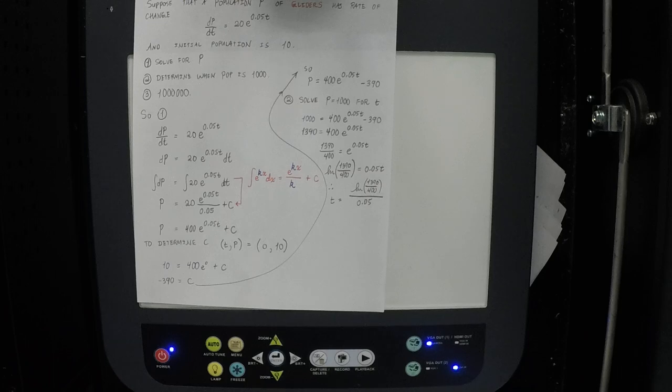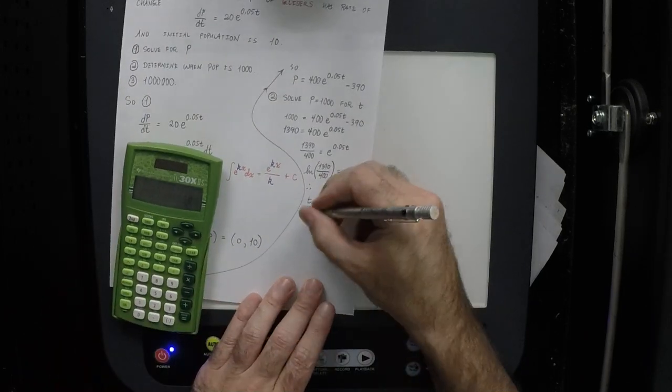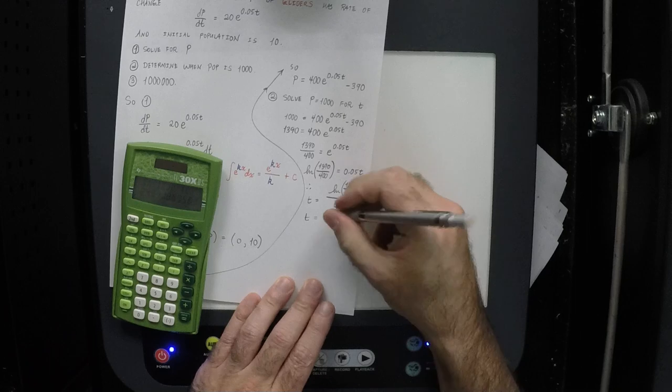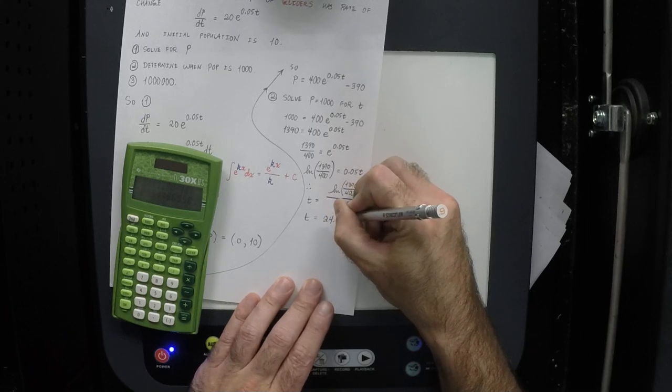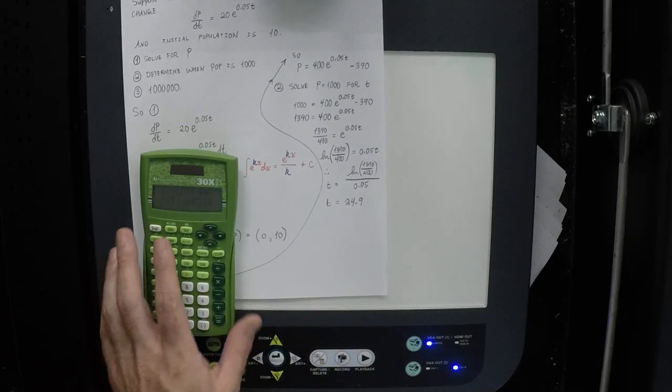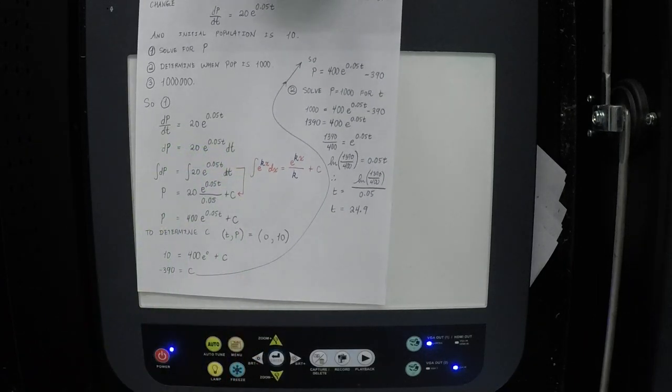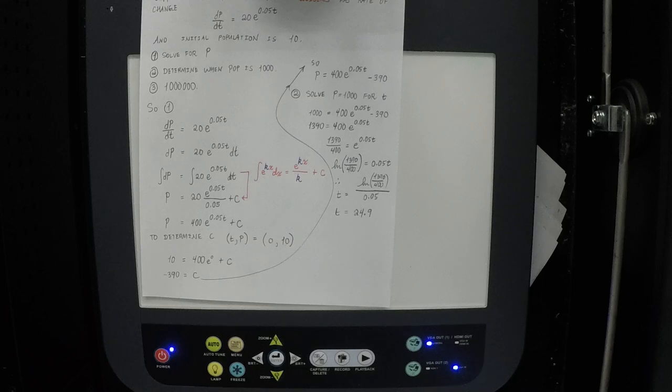Okay, and then from there it's calculator's business. My calculator is saying t is 24.9. So if that's years, that doesn't seem reasonable, right? They're rodents. Maybe that's months. I have no idea about the gestation habits of gliders. Maybe months. From 10 in a matter of 24.9 months, just over 2 years, you can get to a population of 1,000.